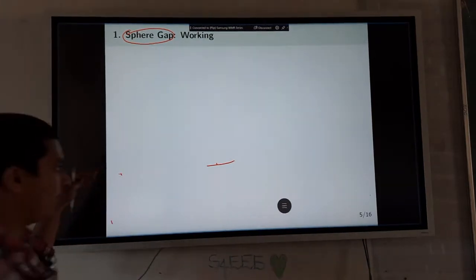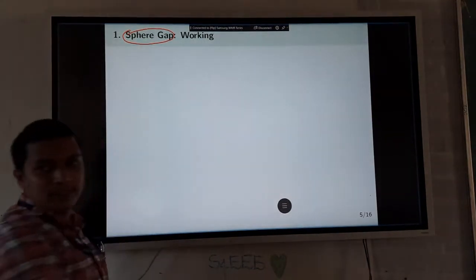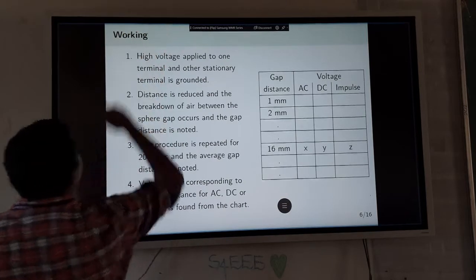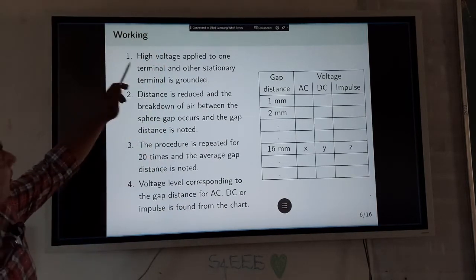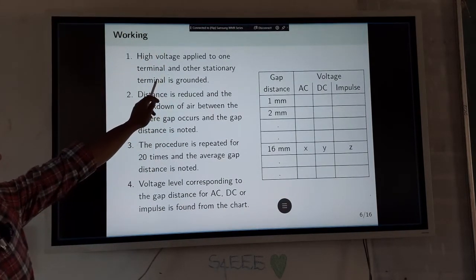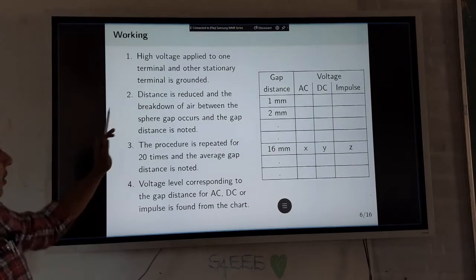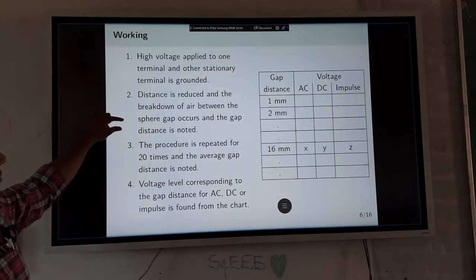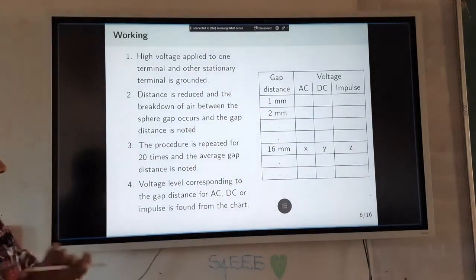I think I already explained the working of the sphere gap, so let us just go through that again. The first point: high voltage is applied to one terminal and the other stationary terminal is grounded. Then the distance is reduced, the breakdown of air between the sphere gap occurs, and the gap distance is known. That is what we do.